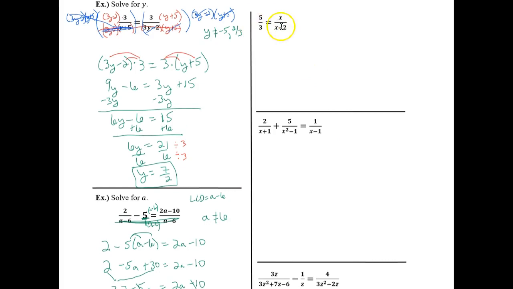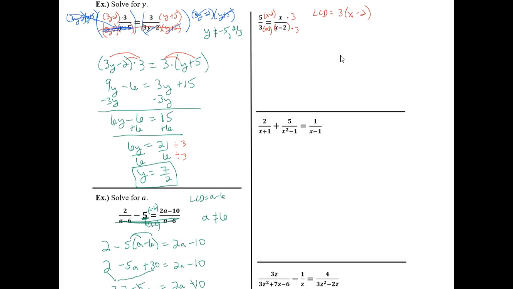The only denominators are 3 and x minus 2. They have no common factors. So together they make the LCD: 3 times that x minus 2. I need to make both denominators look like that. The first one has the 3. It is lacking the x minus 2. The second denominator has the x minus 2. It doesn't have the 3. So I multiply numerator and denominator by 3.